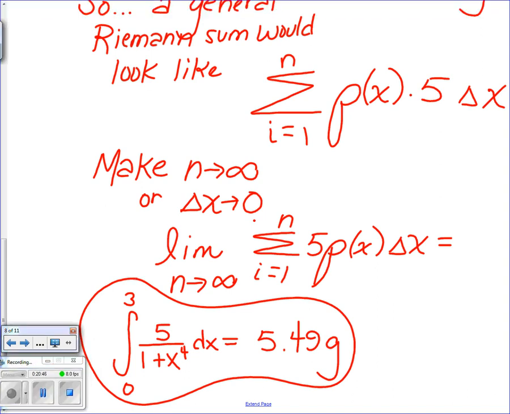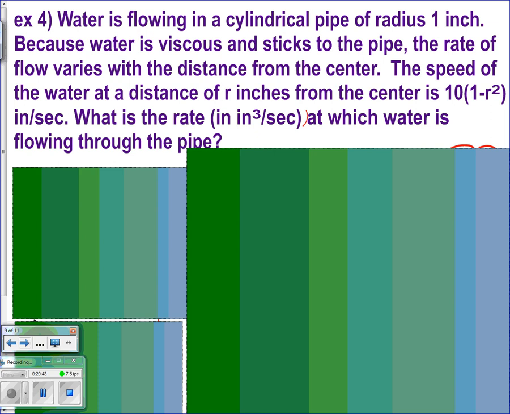Next problem. Water is flowing. So take a read, pause this, take a read, and see if you can set this one up, because this is a great practice problem for what we've just done a couple problems ago.